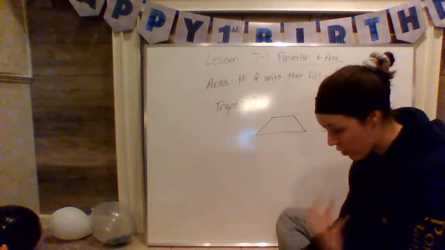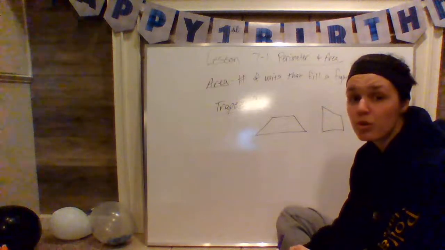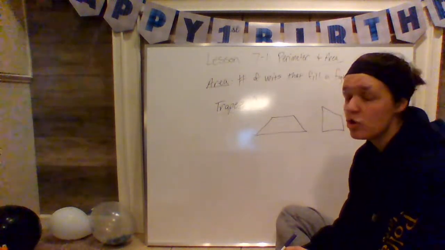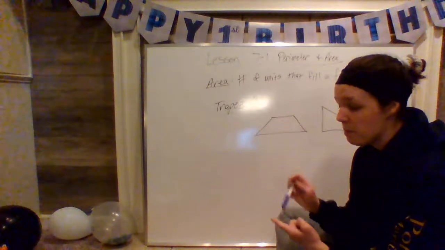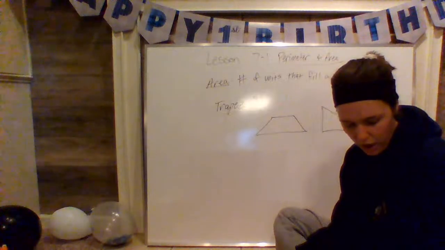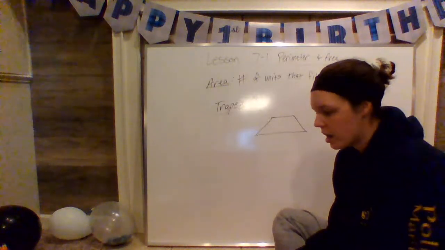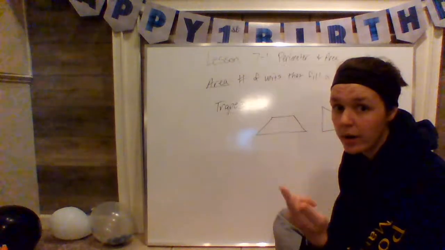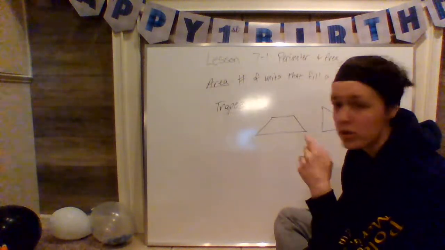So how do you know if something's a trapezoid? A trapezoid has 2 parallel sides. So it's a 4-sided figure with only 2 parallel sides. So if you think of it, a rectangle, a parallelogram, a square, they have 4 parallel sides. Okay, parallelogram, parallel. But trapezoids only have 2.